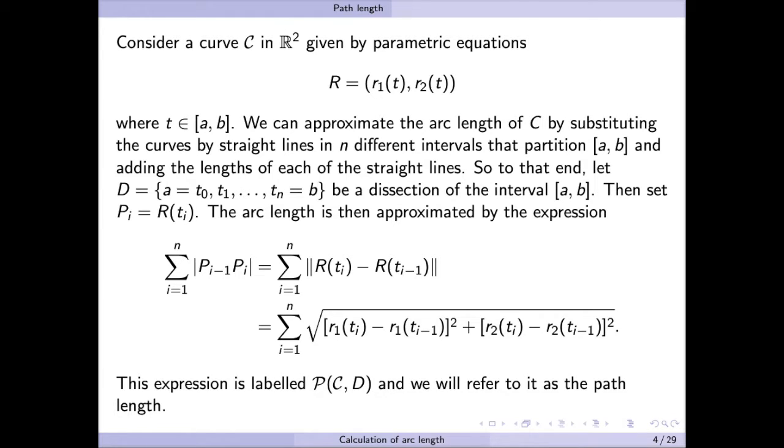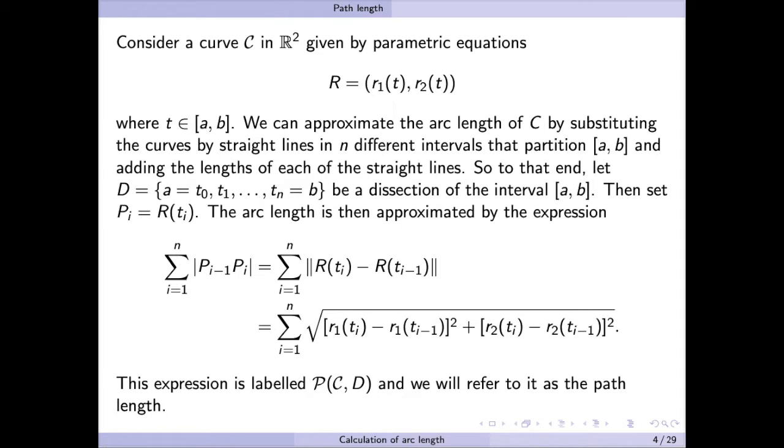So with this observation in mind, let D be a dissection of the interval AB. Obviously it takes on the form A equals t0, t1 all the way up to tn, which equals B. Then we set the point P_i equal to r(t_i). So this generates n plus 1 different points on the curve, the first and last of which are the two endpoints of the curve. The arc length is then approximated by the expression sum as i goes from 1 to n of the lengths of the segments P_(i-1) P_i.